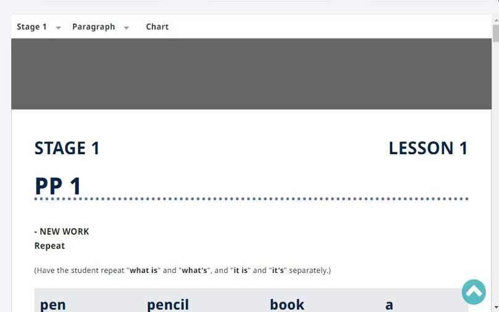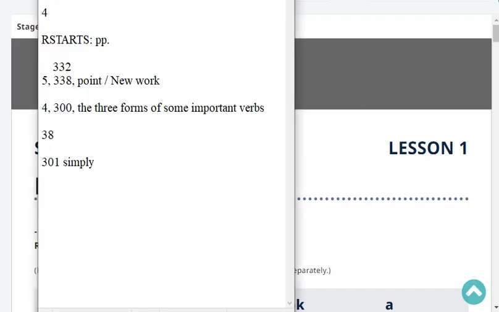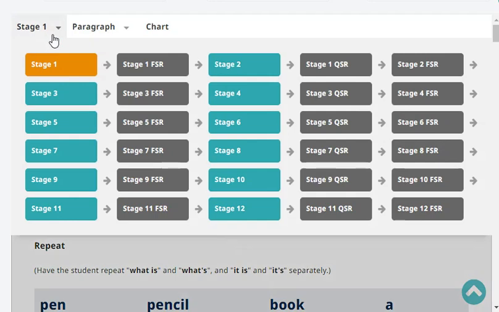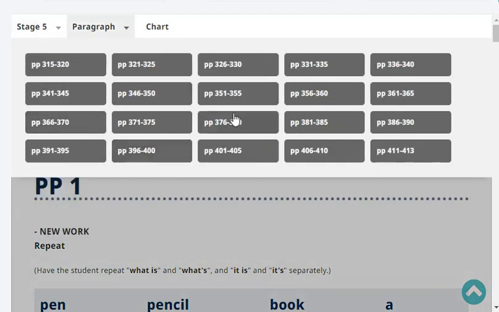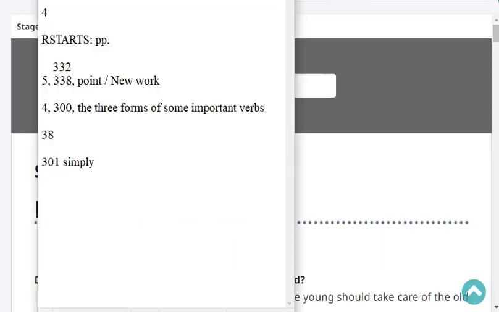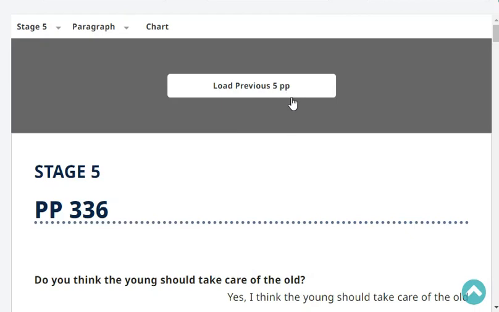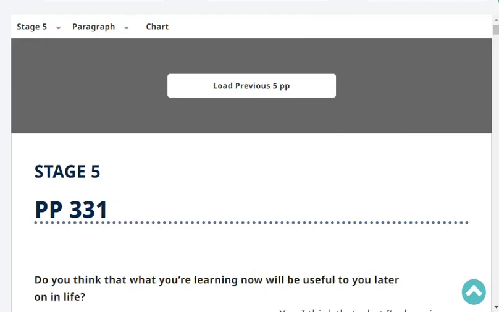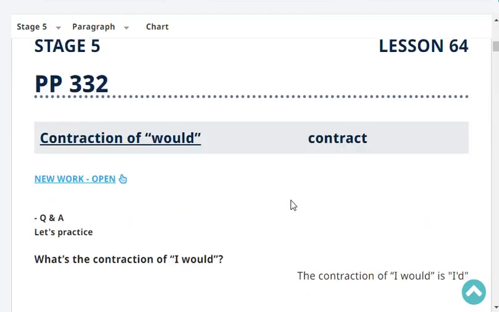So let's check. Our progress report says we are at stage 5, paragraph page 338. Okay, and our last headword was "point", a newer type of lesson. Okay, let's start with your revision. Ready? Okay, I'm ready. Here we go.